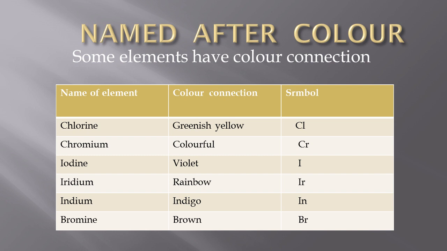Its symbol is Ir. Then indium, this is derived from the word indigo, the dye. Originally the dye indigo was got only from India, so it was named indigo. The symbol is In. This word indium is directly and indirectly connected with our country India. Then finally it is bromine. Bromine means brown. Its symbol is Br.